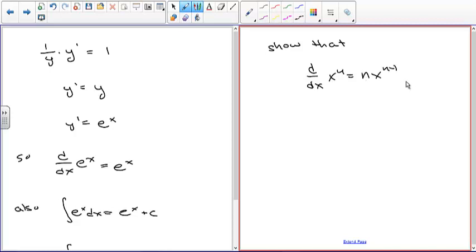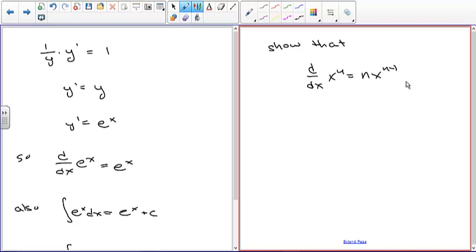So what we're going to do here is use logarithmic differentiation to prove that the derivative of x to the n is equal to n times x to the n minus 1. You remember back in chapter 2, the way that we came up with this relationship was that we tried a couple of values of n, and we used the limit definition for the derivative. The derivative is the limit as delta x goes to 0 of f of x plus delta x minus f of x over delta x.